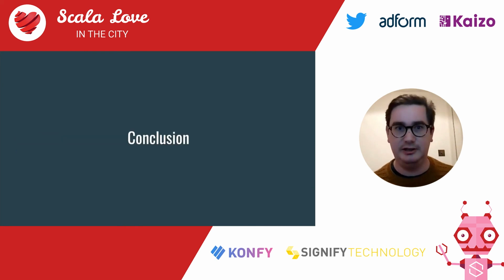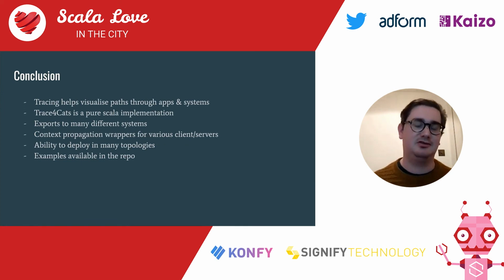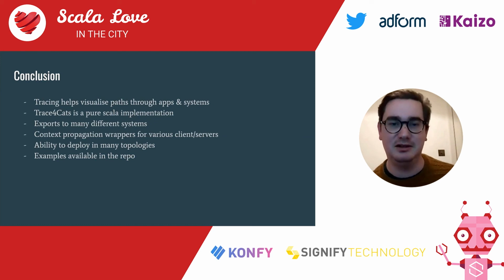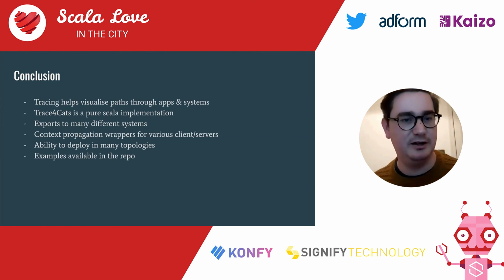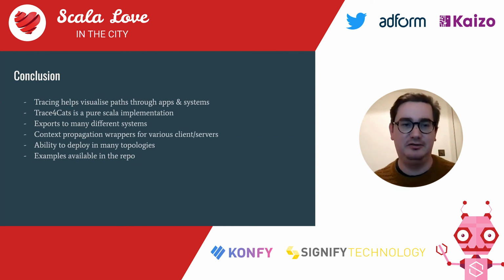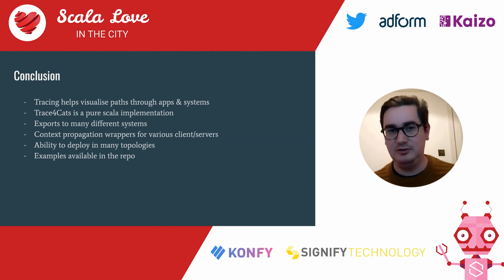So to conclude, tracing helps you visualize these call paths through your apps and systems and debug things and build maps and everything. It's quite nice. Trace4Cats is this pure Scala implementation of a tracing system and library with few dependencies outside the Cats Effect ecosystem. And it can export to many different systems, but you don't necessarily have to depend on those systems' libraries to use them.